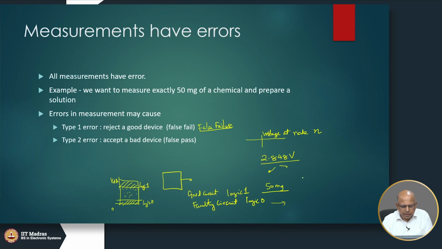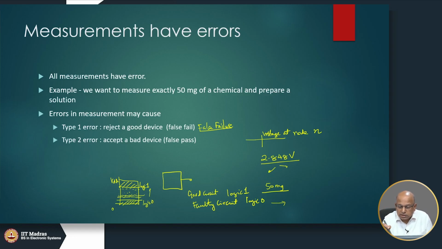It can also be a type 2 error, where you may end up accepting a bad device. It is a false pass. So, you were supposed to read the output as logic 0, but due to measurement error you read it as logic 1. The circuit may have produced this value and because of measurement error you may have read something above and you concluded that it is a logic 1, but indeed it was logic 0.